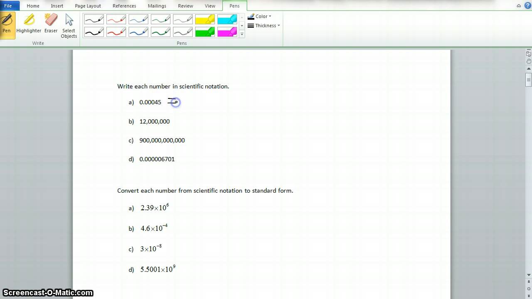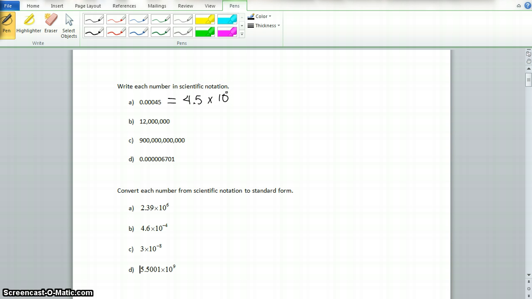If you look at this first one, it's a small decimal number, so we know that the exponent on 10 is going to be negative. What you do is write down those non-zero digits, the 4 and the 5. You place the decimal point right after that first non-zero digit, so it makes it 4.5. That forces that number to be between 1 and 10. So it's 4.5 times 10.